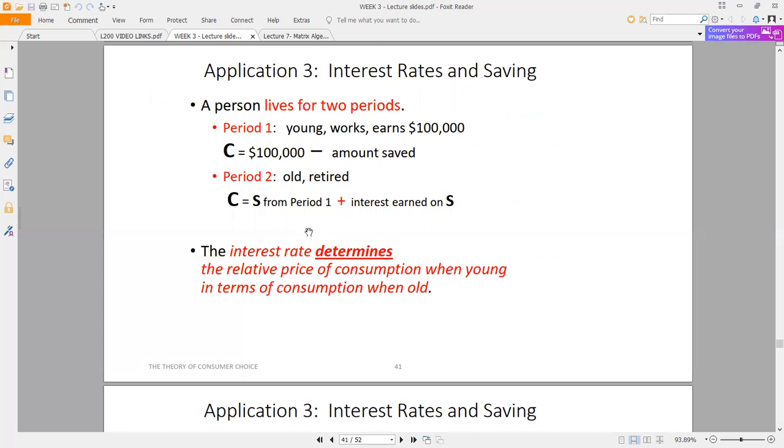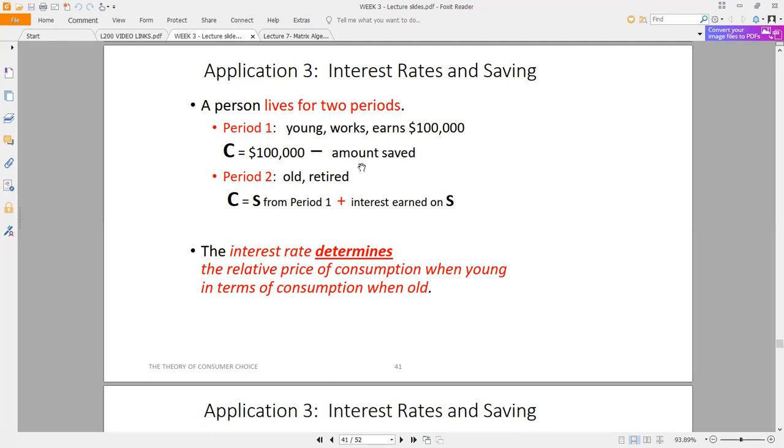The last application that we'll be looking at is the interest rate and savings. When you get to level 3 and the first semester macro, you do this again. Now we are assuming this individual lives for 2 periods. Period 1 is where the person is young and energetic, he can work. In the youthful years, he works and earns $100,000. So the consumption in the first period, when he's young, is going to be the total amount of income he earns, which is 100,000, minus the amount that he saves.